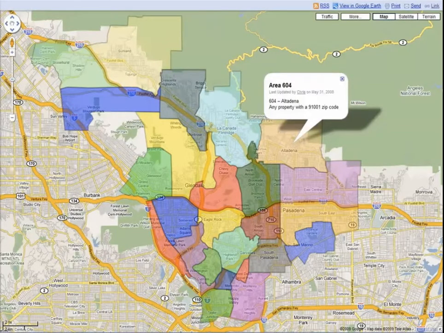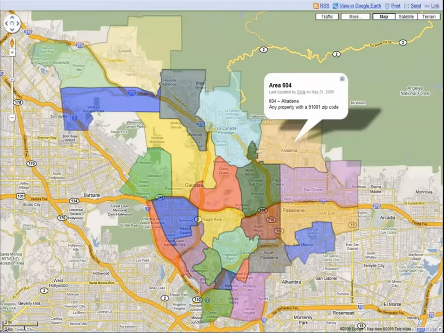Let's start by looking at our home area. So iTech was formed in 2002 when the Pasadena Foothills Association of Realtors and the Glendale Association of Realtors broke away from what was then called MLS and formed our own MLS, iTech MLS. And this is our home area.